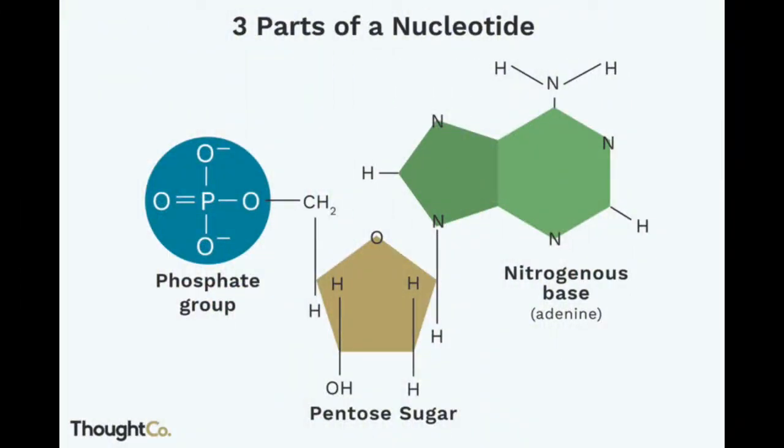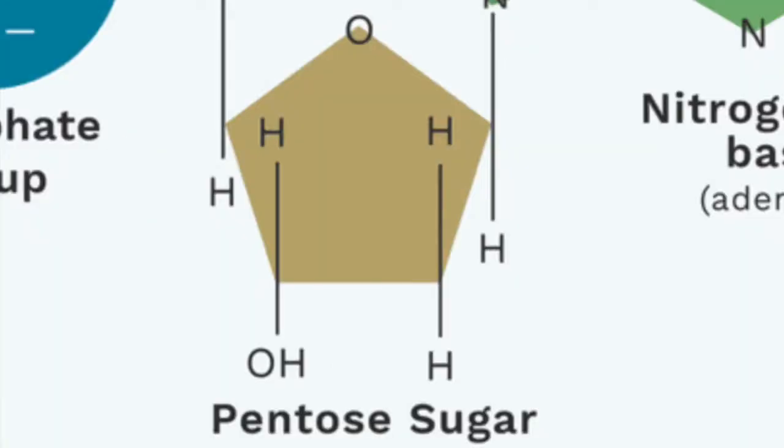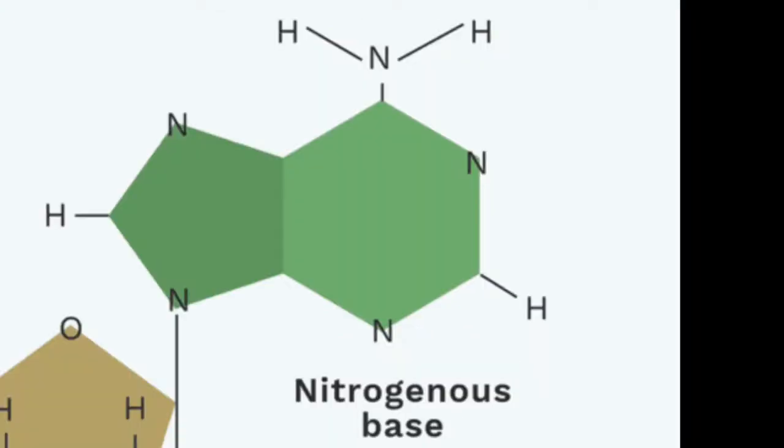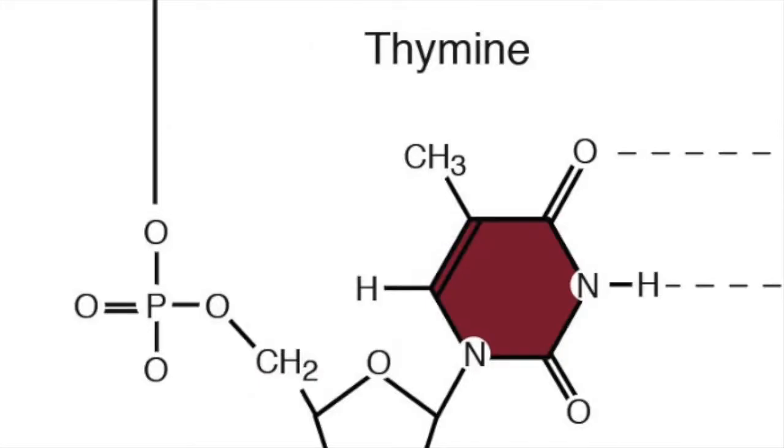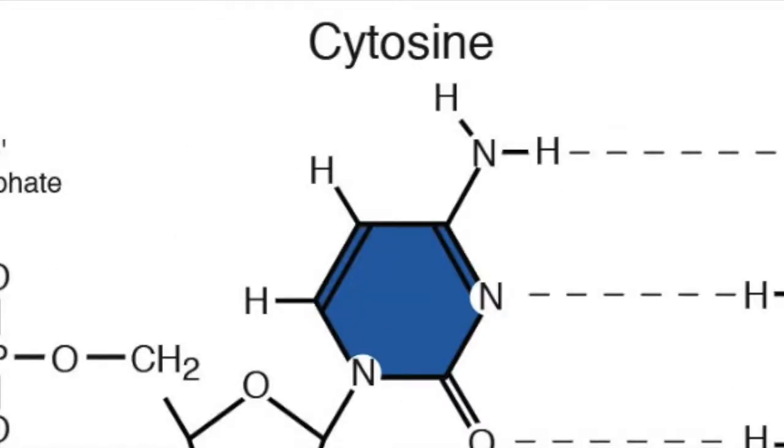DNA is a polymer that is made of units called nucleotides. The nucleotides are made up of three different components. One nucleotide has a sugar group, a phosphate group, and a nitrogen base. There are 4 different possible bases: adenine, thymine, guanine, and cytosine.